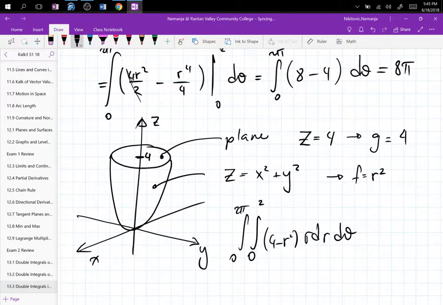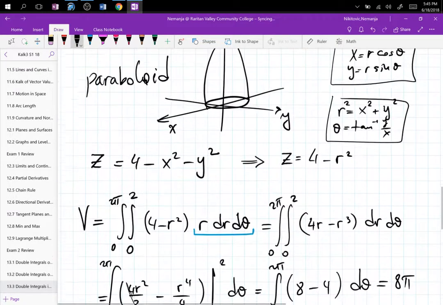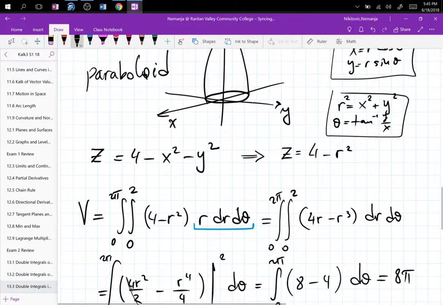Wait, what's our z equation again now? What's our equation for z of this shape? Or the equation of the shape? Well, it's the combination. Well, the equation is x squared plus y squared, right? Yes. Yeah, okay.